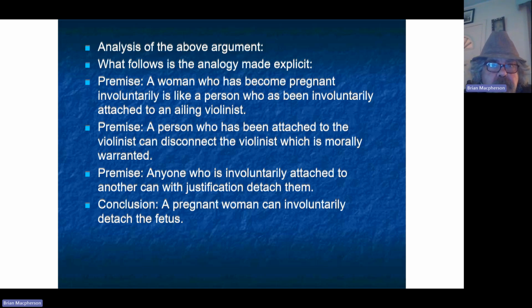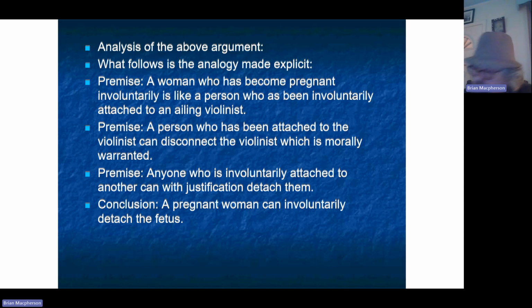Okay, premise 1. A woman who has become pregnant involuntarily is like a person who has been involuntarily attached to an ailing violinist. I think that's right, at least in the respect that in both cases, it's been involuntary, right? You're keeping someone alive and you didn't ask for it, right?